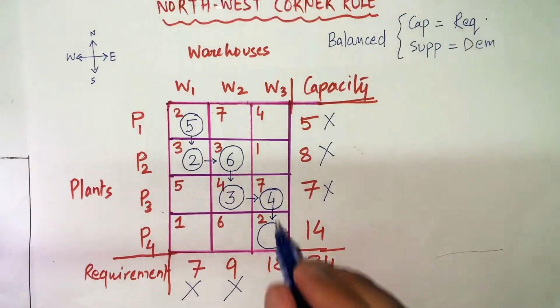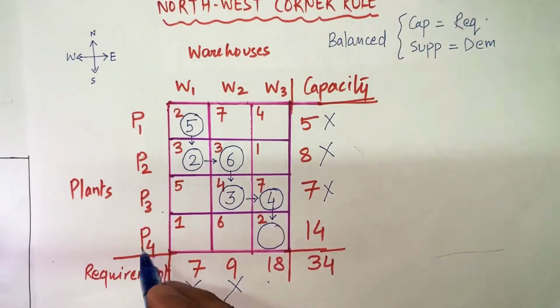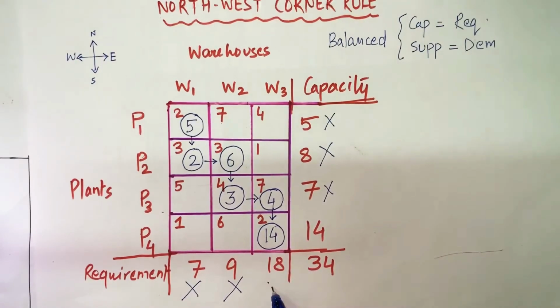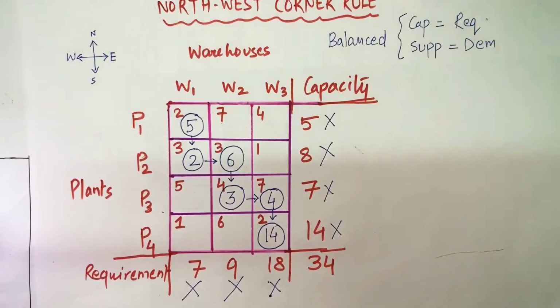The warehouse W3 still requires 14 more units because it was having a consumption of 18. It requires 14 more units; 4 are already shipped. P4 also has 14. So it is going to supply all its units to W3. Demand of W3 is satisfied. P4 was having 14, all supply went to demand.